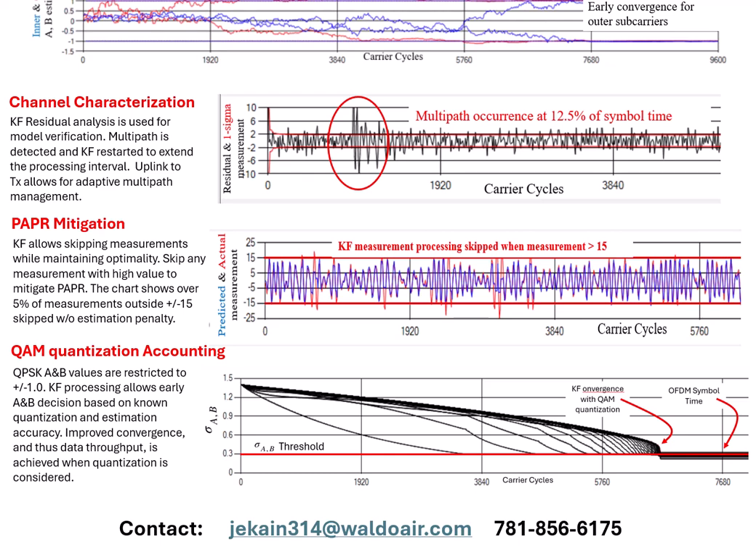Waldo Air seeks collaboration in independent verification of the results presented here. We also seek collaboration in development of real-time demonstrations using actual transmit-receive hardware.